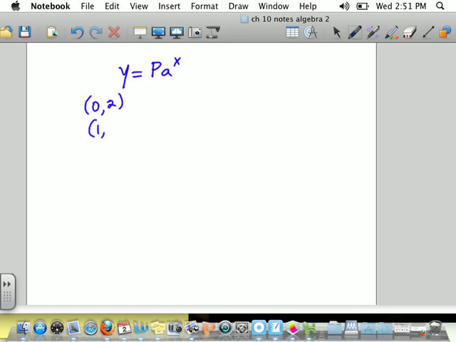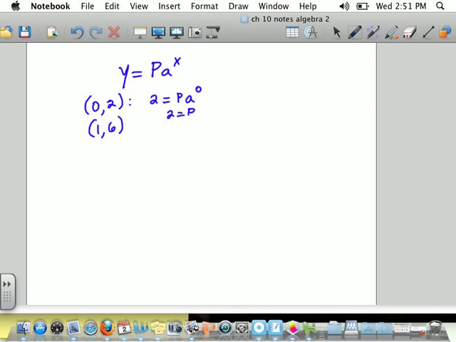You can put this in your additional notes or off to the side. So when I plug in 0, I get 2 out, so I'd have 2 equals p times a to the 0. 0 for x, 2 for y. What's a to the 0? 1, so that's telling me 2 is equal to p. So right away I know what p is.